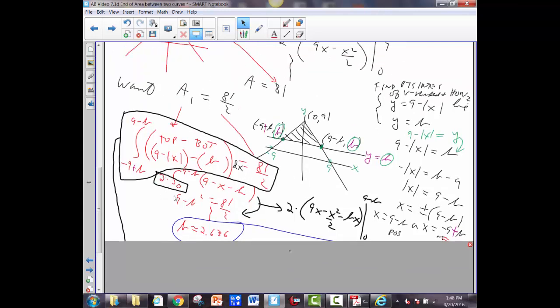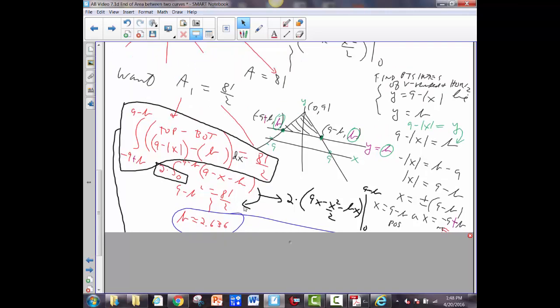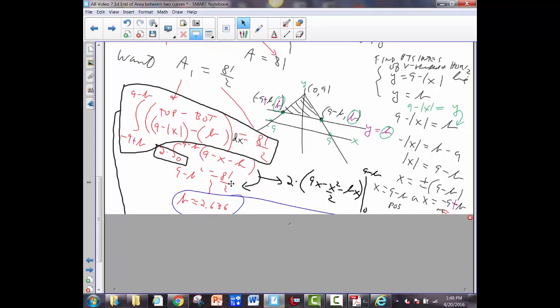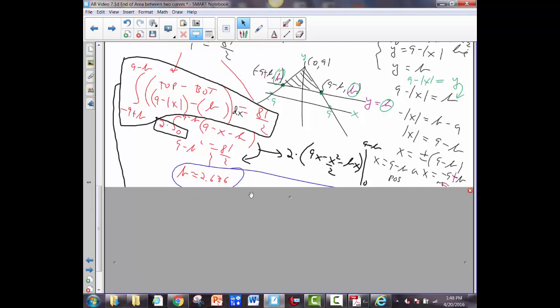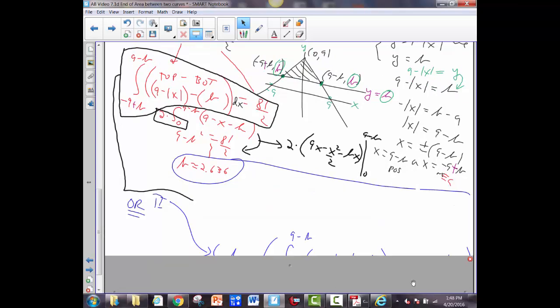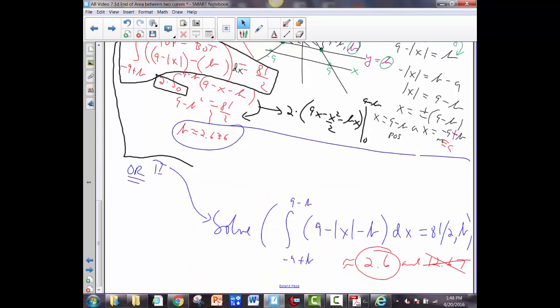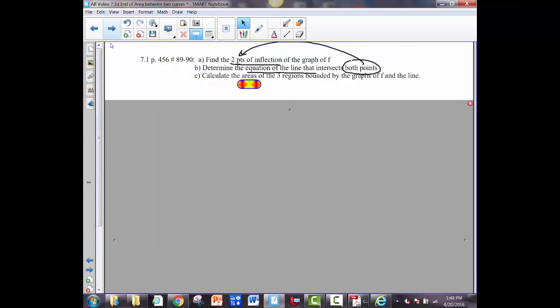Now, as we said, that's 2 times the integral from 0 to 9 minus b, and if you integrate that, that's 9x minus x squared over 2 minus bx, evaluated, and you'll eventually get b equals 2.636. The other way of doing it is to just let the calculator solve the whole thing. You still have to figure out the limits, negative 9 plus b and 9 minus b, but you actually set it equal to half the area and then comma b, and it'll solve for b.